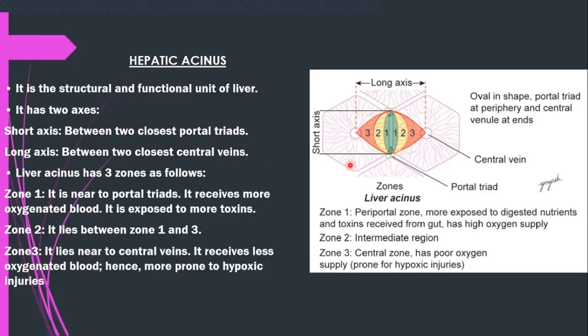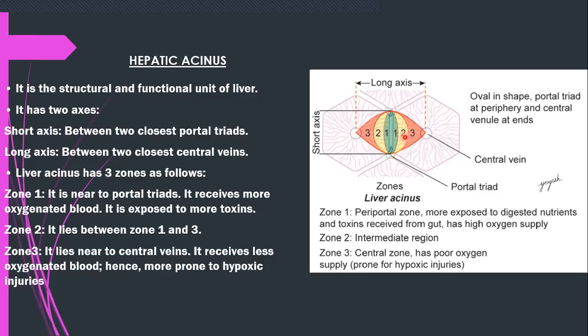Then it has 3 zones. Remember, the hepatic sinus also refers to the area of the liver that is supplied by a single hepatic arteriole. Okay, the hepatic arteriole here will run along here. It will run from this portal triad here to this portal triad. They will anastomose. Then they will send branches to that area. So the hepatic sinus refers to the area of the liver supplied by a single hepatic arteriole, and it is the functional and structural unit of the liver.